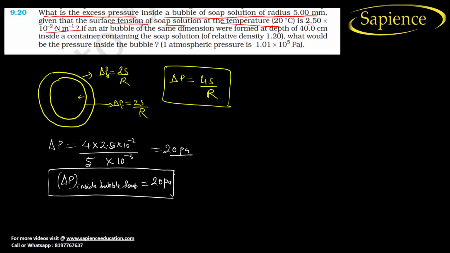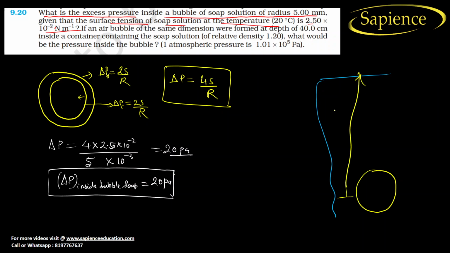Now if an air bubble of the same dimension were formed at a depth of 40 centimeter inside the container, let us assume that there is a container, and in this container the same bubble is inside, below this, at a distance of 40 centimeter deeper. What would be the pressure inside the bubble? So we need to find the pressure inside.